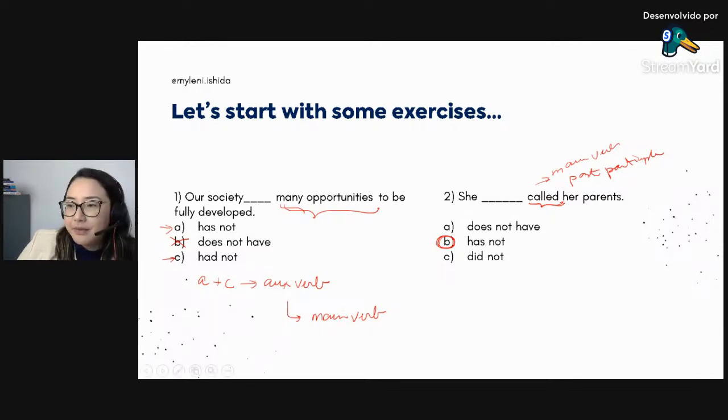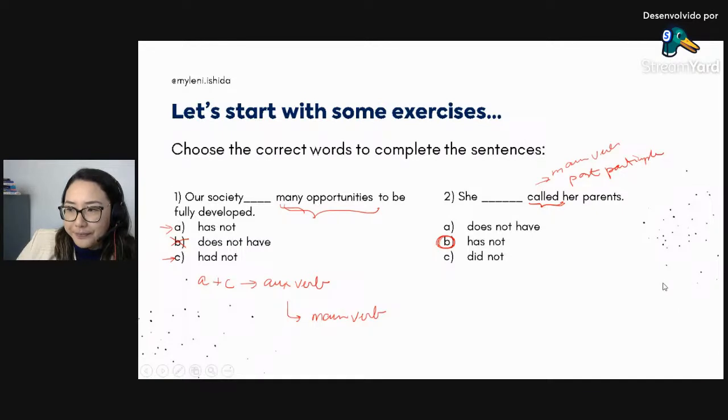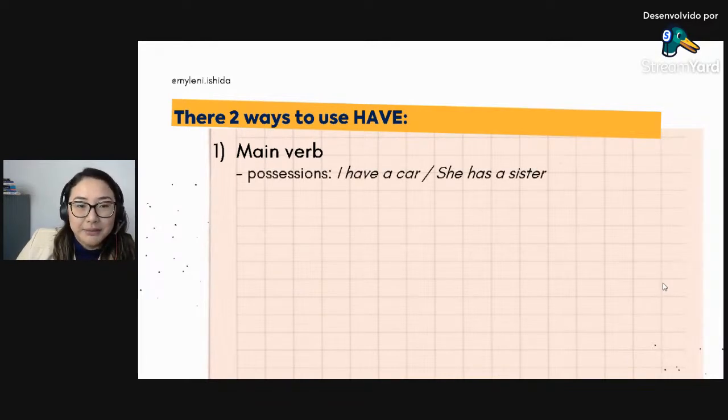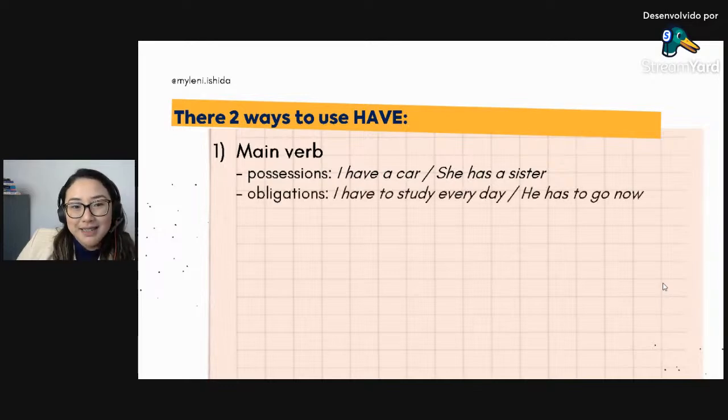Okay? Take a look at here. There are two ways in English that you can use the verb have. The first one is when the verb is the main verb. In this case, the verb have is to talk about possessions or obligations.